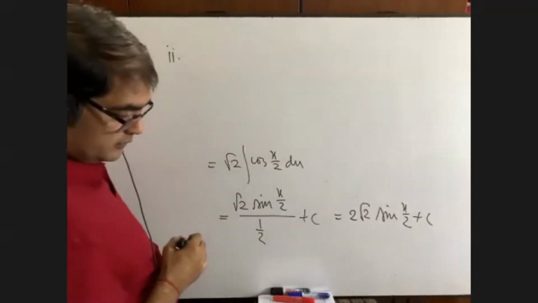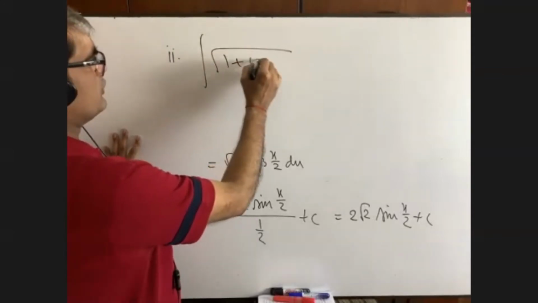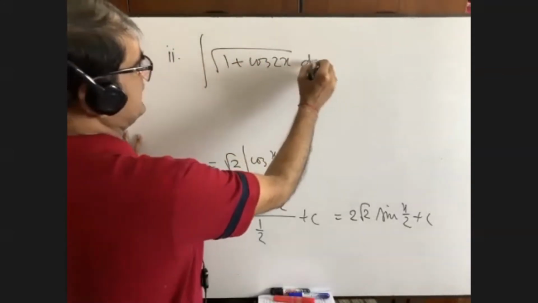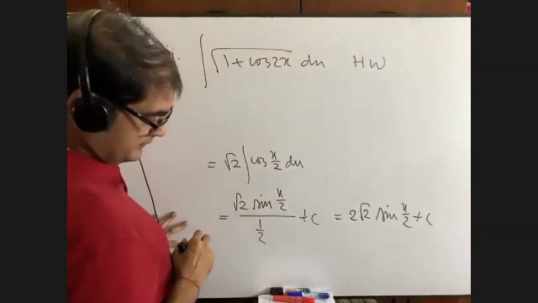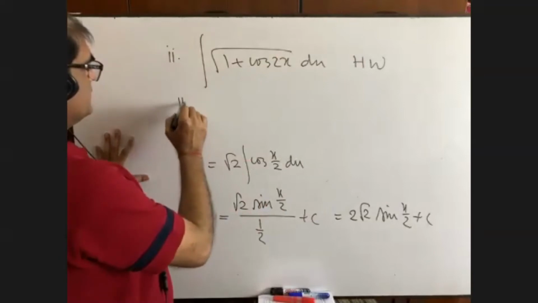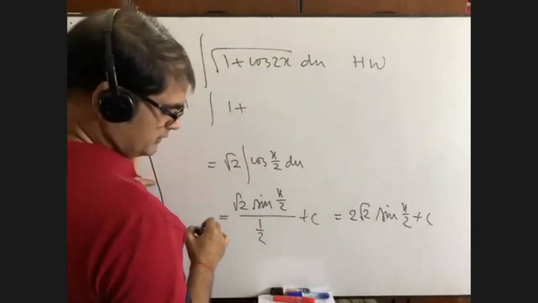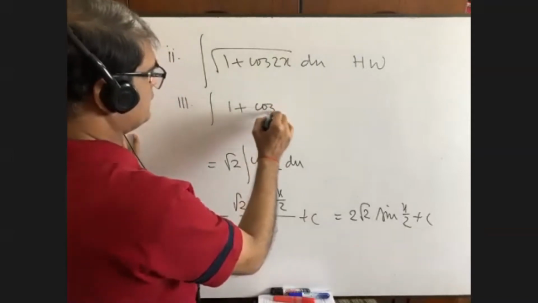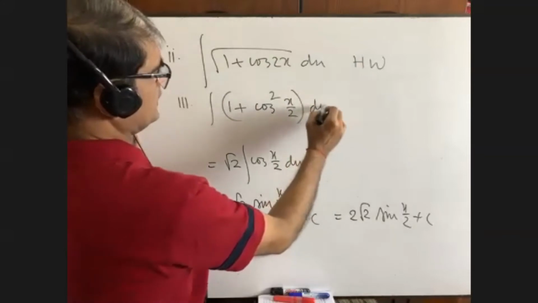Number 2, root over 1 plus cos 2x dx, homework. Number 3, 1 plus cos square x by 2 dx. Who can do this math? Number 3.